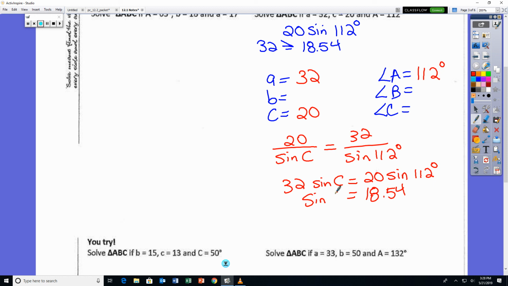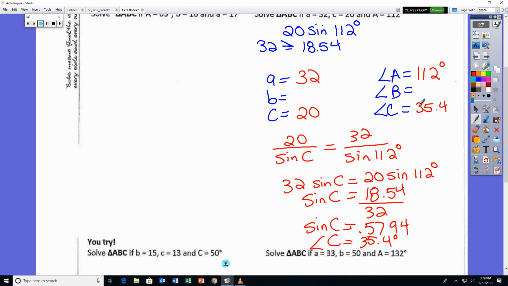So the sine of C is 18.54 divided by 32, which is 0.5794. To actually find angle C, we need to take the inverse of that amount. The inverse of that amount gets me 35.4 degrees.